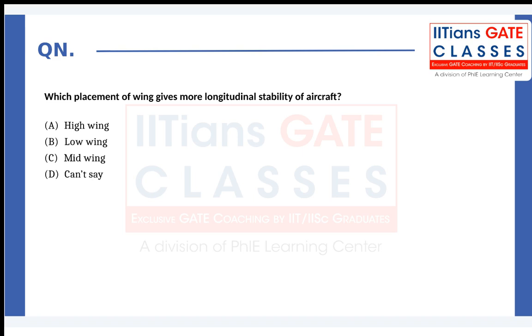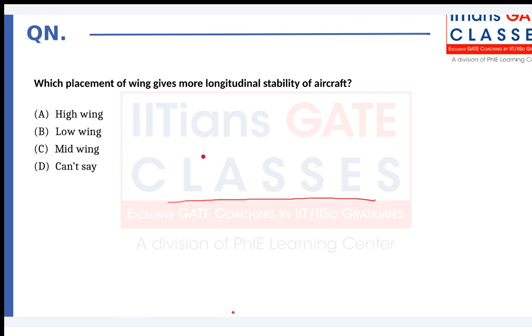Which placement of wing gives more longitudinal stability of the aircraft? High wing, low wing, mid wing, or you cannot say? Let's just take the fuselage reference line and say you have a high wing configuration. So you have lift and drag. For low wing, it will also be lift and drag. I'll just take L1, D1, L2, D2. Say your CG is somewhere here. Now, using these forces, can you try and comment on the nature of stability?